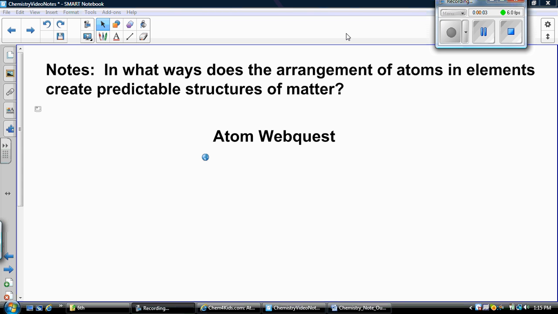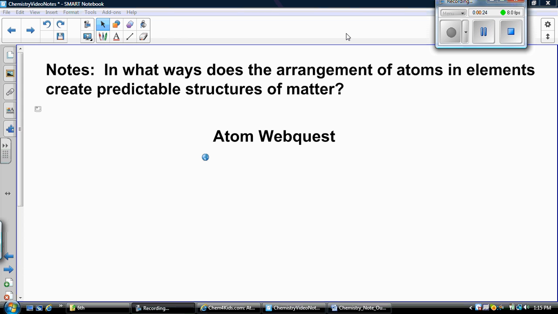Okay, so we've been talking about the difference between elements, compounds, and mixtures. And all matter is made up of atoms. So when we were talking about how an element is made up of one unique type of atom, now we're going to go into that. What exactly is an atom? What does it mean for carbon to only be made up of carbon atoms?